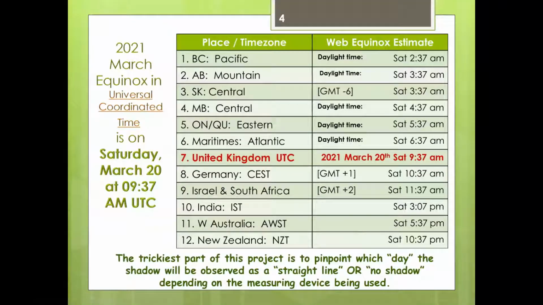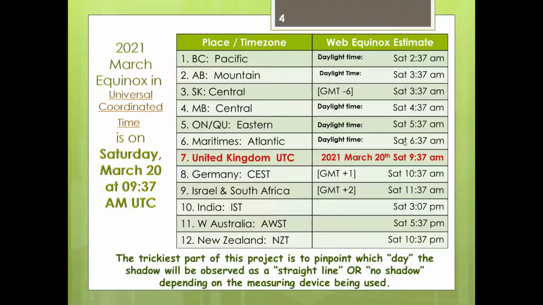Like I have a note here, the trickiest part of this project is to pinpoint which day the shadow will be observed as a straight line or as no shadow, and that depends on what measuring device that you are using. So we're not going to talk about different measuring devices today, but there are at least two. So pinpointing the day that actually shows the shadow, and that's the part that we're still trying to work out.